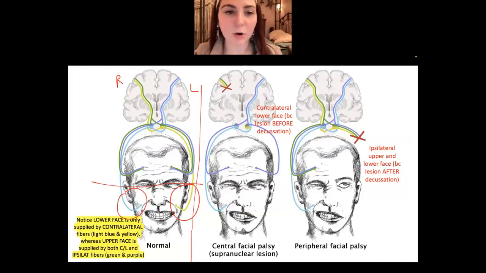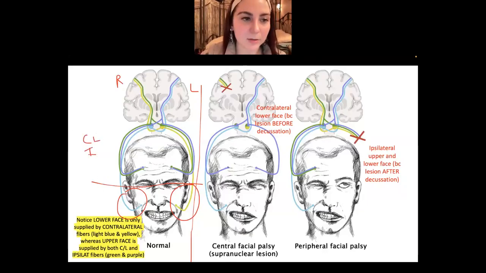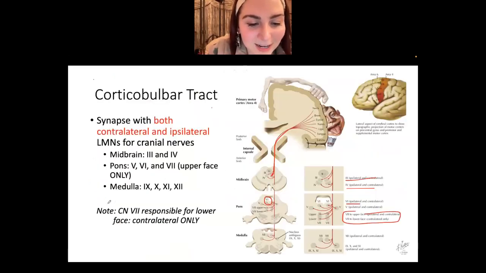Okay, so it's just like normal. So it's going to be ipsilateral on both sides, but there's also going to be a contralateral component as well. People a lot of times will draw this as upper face is contralateral and ipsilateral, and then your bottom face is only contralateral.